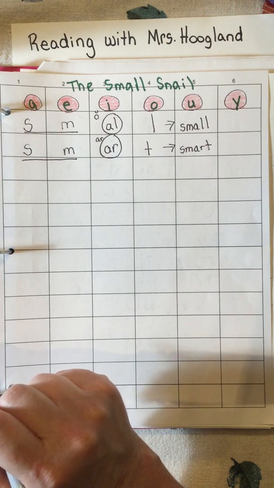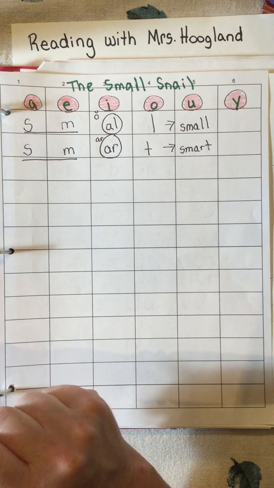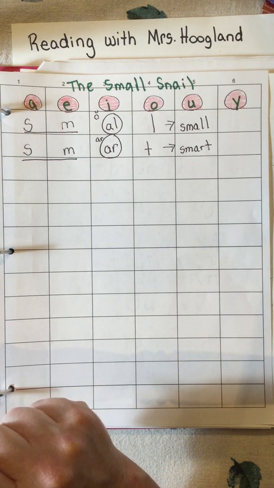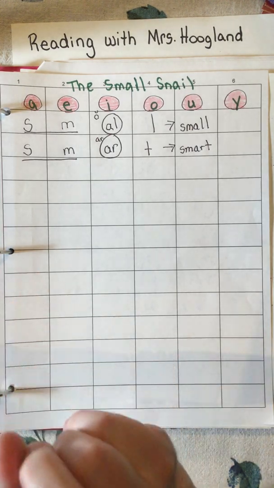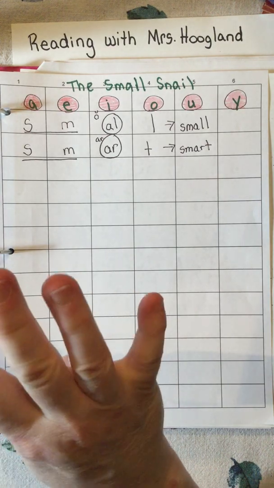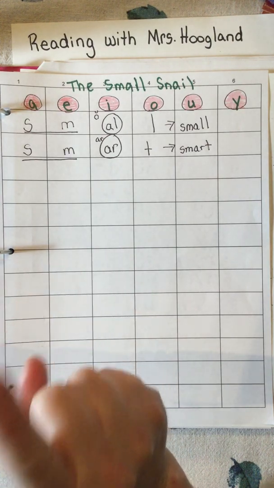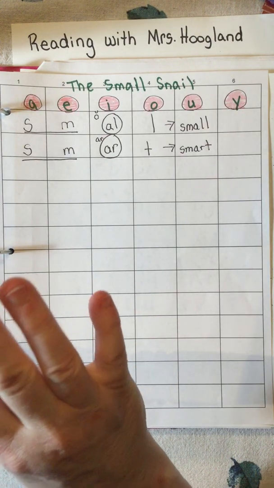All right, here we go. The next word is smell. Smell. What do you smell? Do you smell anything? Smell. How many sounds in smell? S, eh. One more time. S, eh. Here we go.